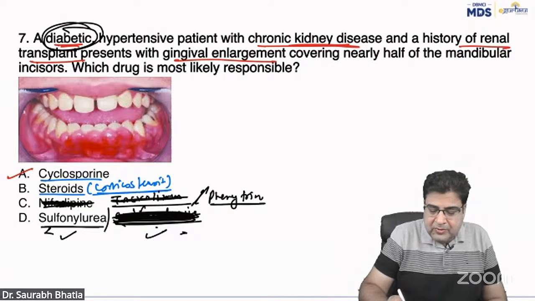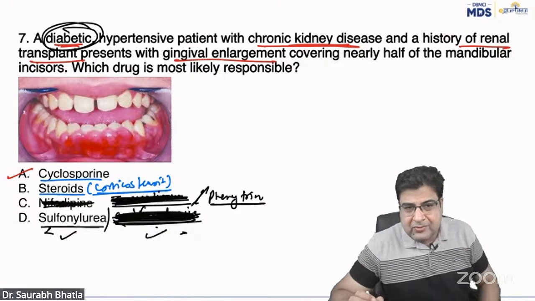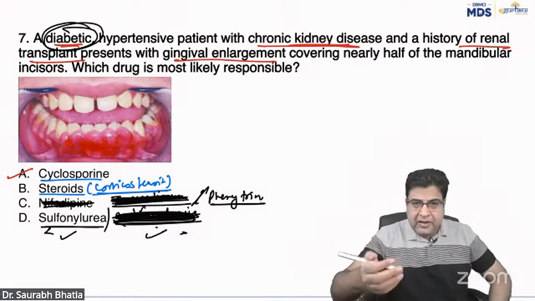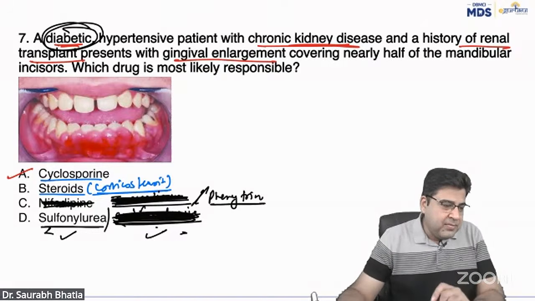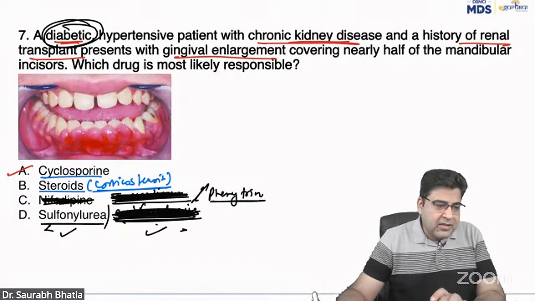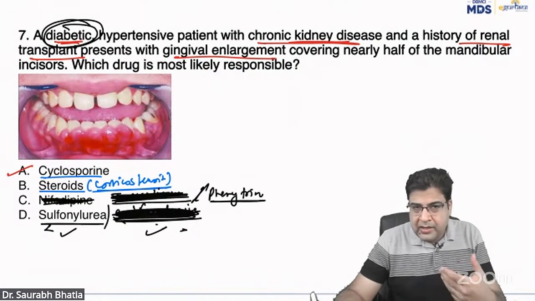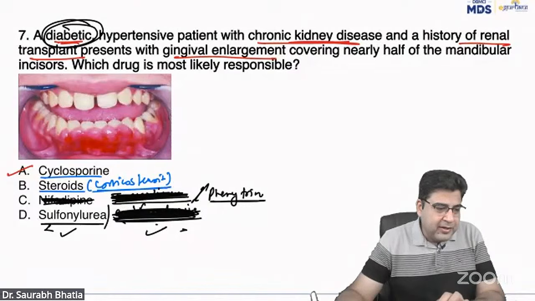So tacrolimus was not there according to you. Tacrolimus was also not there. Phenytoin was there. So phenytoin has nothing to do here because the patient is not a case of epilepsy. So there is no point in giving phenytoin here.